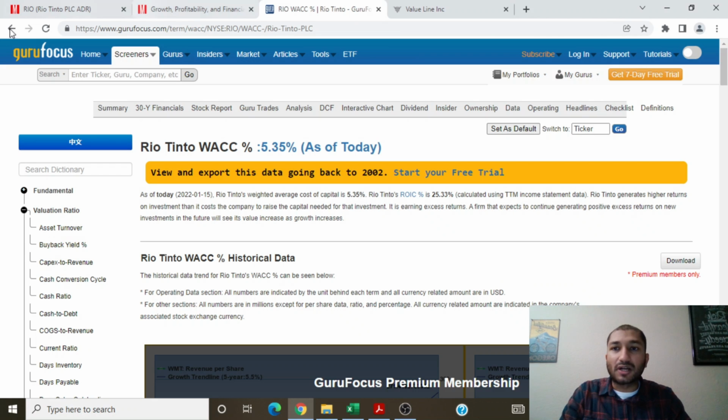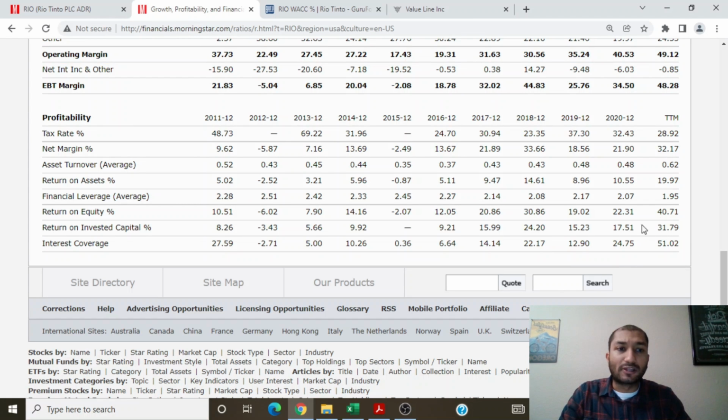The company's weighted average cost of capital, also known as the company's hurdle rate, is about 5.35%. And since the company's weighted average cost of capital is less than the company's return on invested capital, we can safely say that the management is creating value for its shareholders.